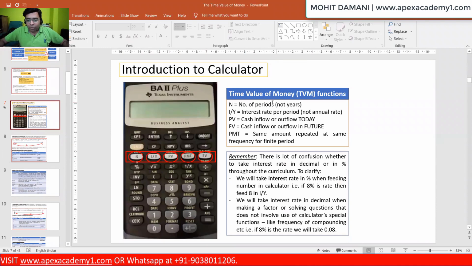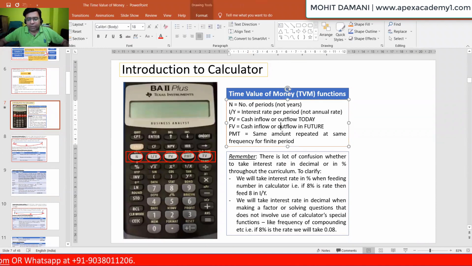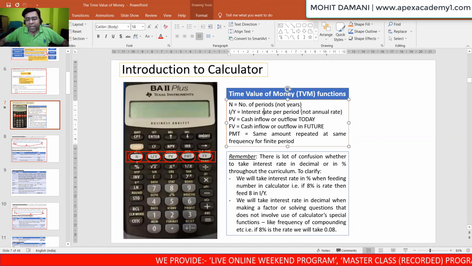N, and what each button performs is something which we can know from here. So N is number of periods, not years. The biggest mistake that students make. It is a default assumption that N means number of years, but N means number of periods. Similarly, I/Y means interest rate per period and not per year.